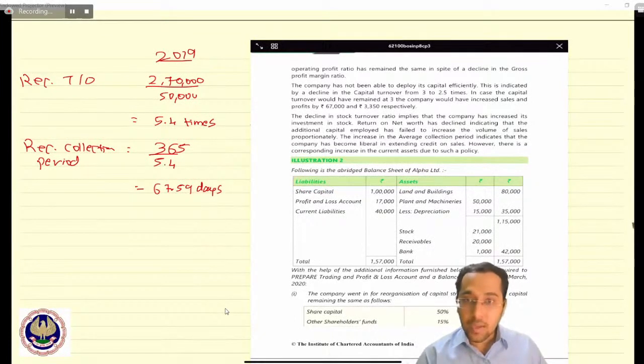Some queries we have: can we round off the collection period? Better not to round off because these are anyway average periods. These are not exact. So on an average, you take 67.59 days, not to round it off.